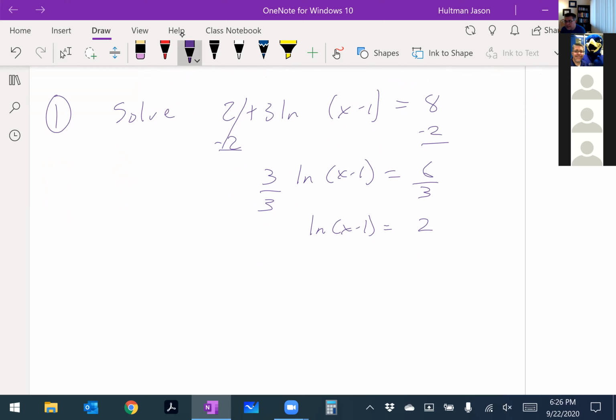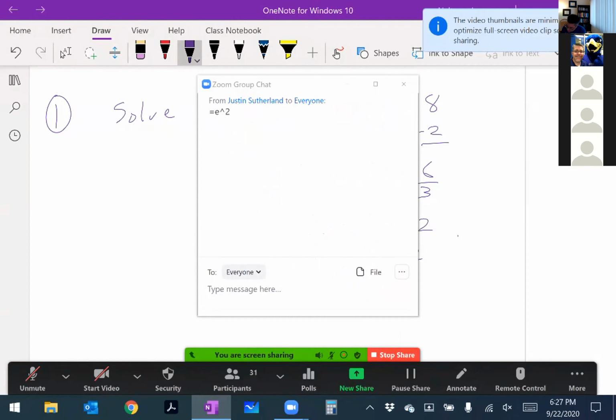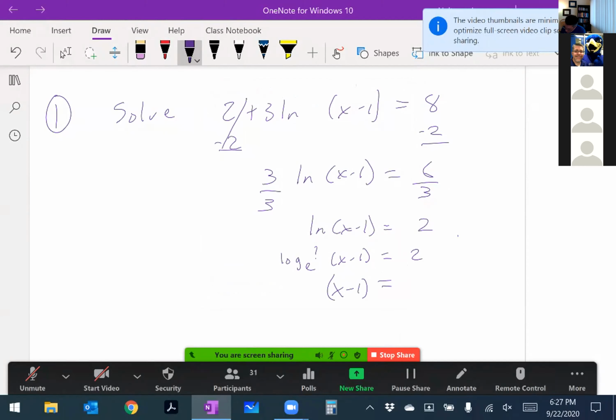So now I want to write this in exponential form. Remember, what is natural log? Well, natural log is log base e of x minus 1. So what would this be in terms of an exponential form? Remember, what are we asking with the log? With the log, we're asking e to the what power is x minus 1. And it's e to the second power.